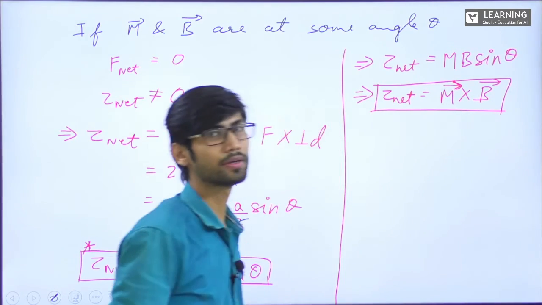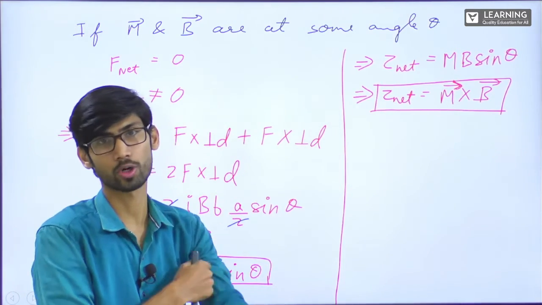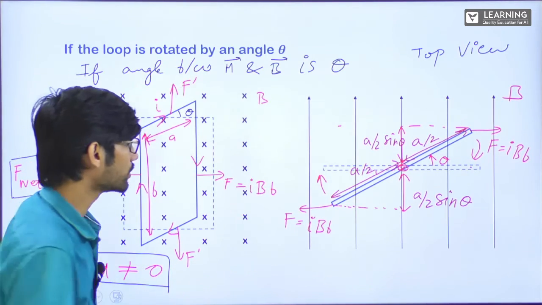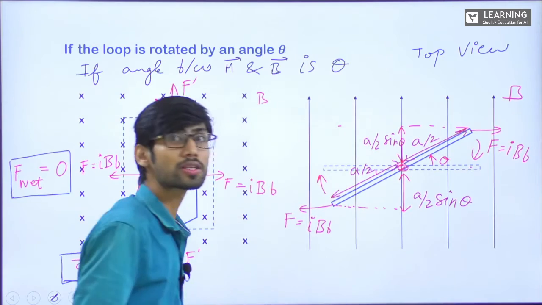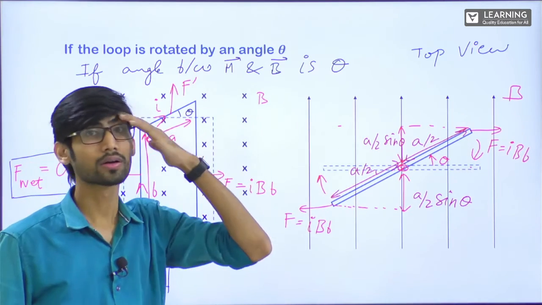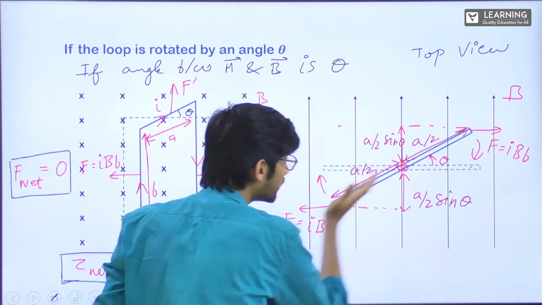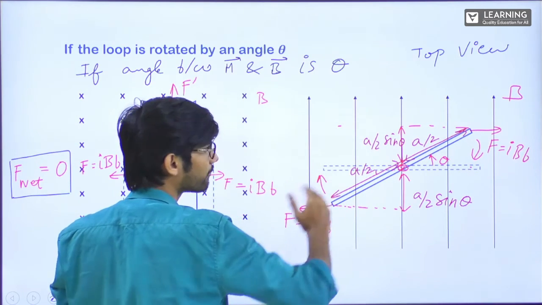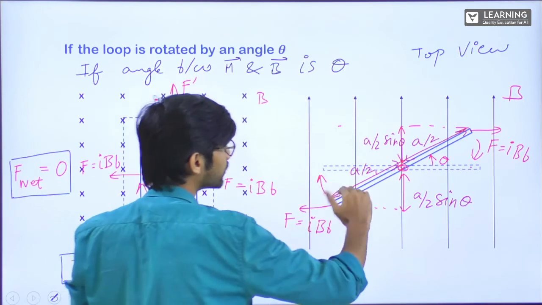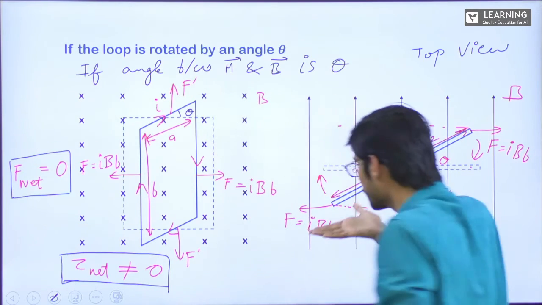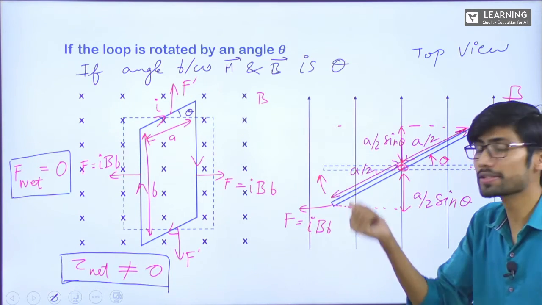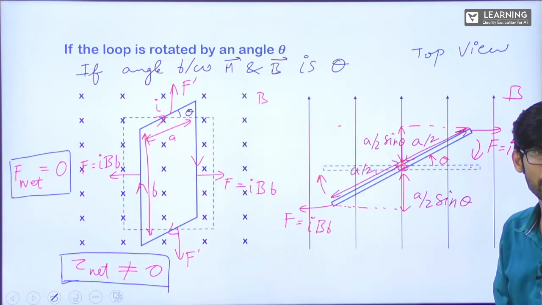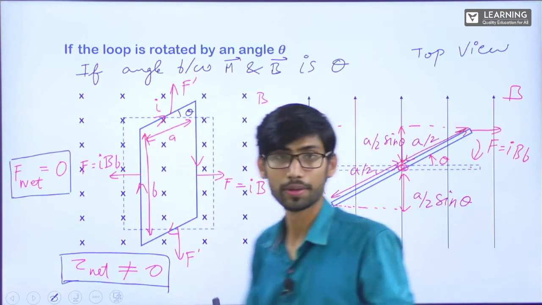Because M cross B will give the correct direction of torque. See, the direction of torque, if you remember, was R cross F. Here, the R vector will be this, R means the length. Here, the R vector will be this outside, and this is the F vector. So if I do R cross F, my thumb is going inside. R cross F, my thumb is going inside. Clear? See, understand.